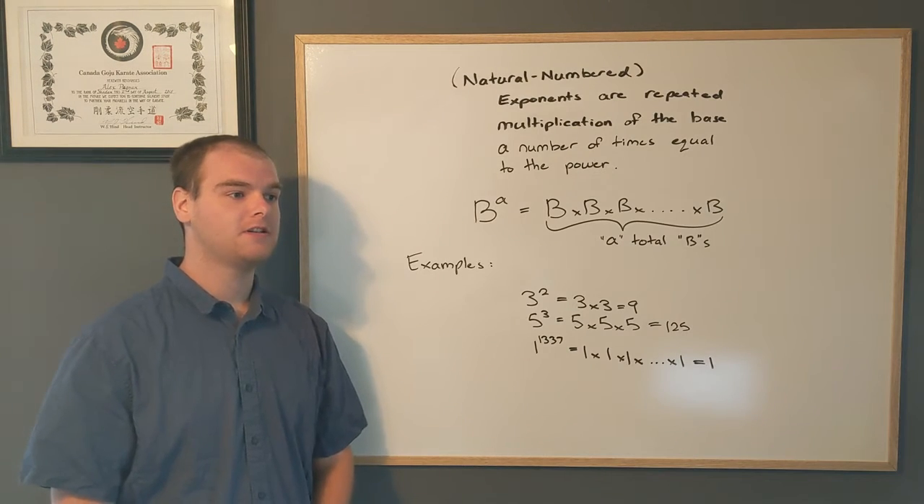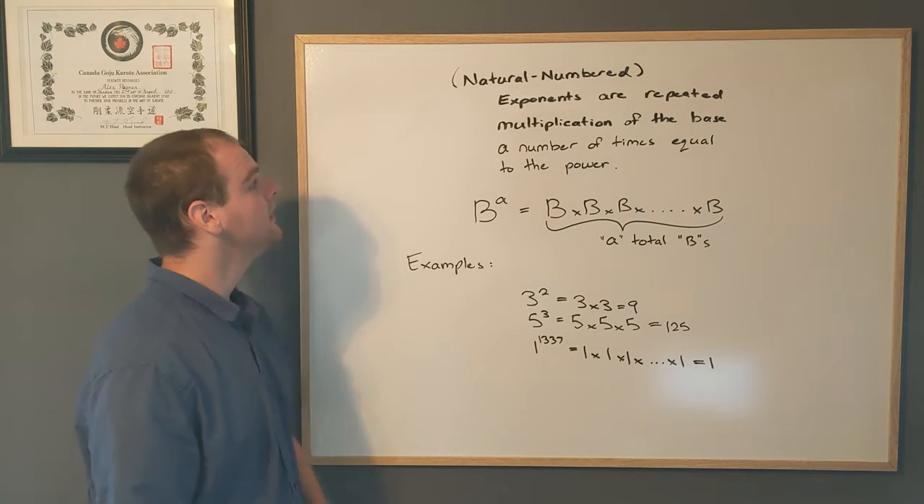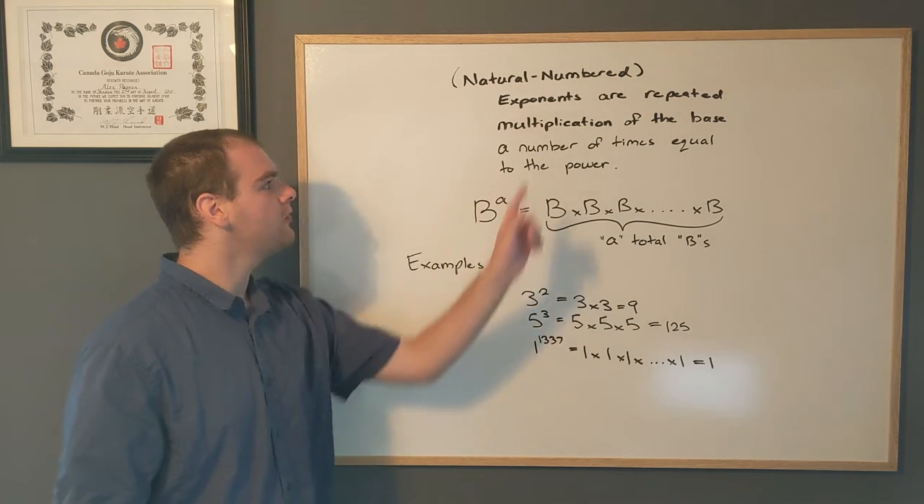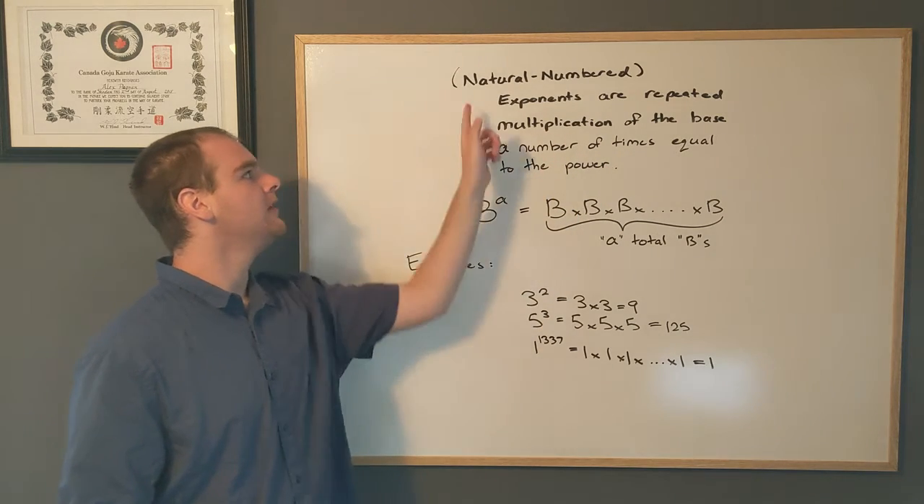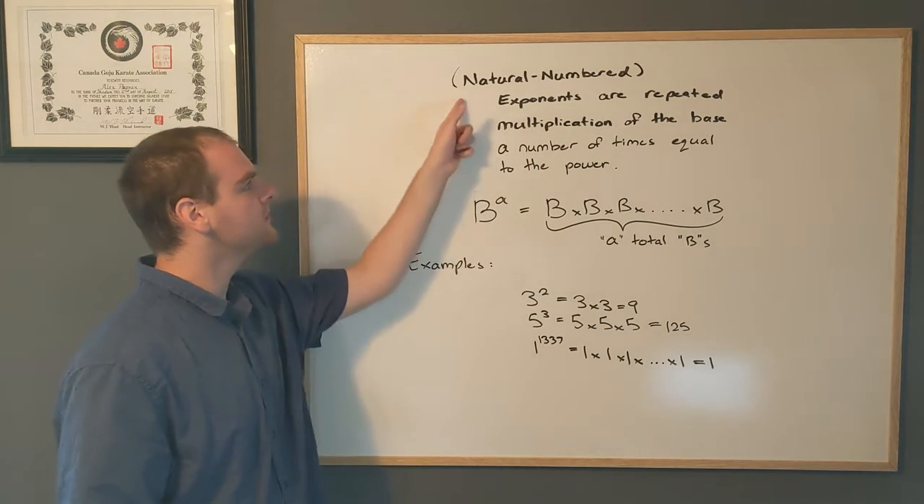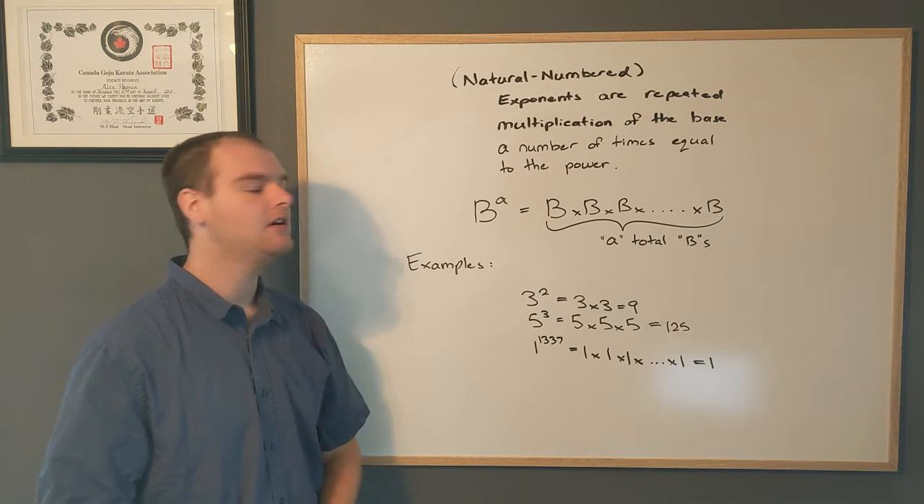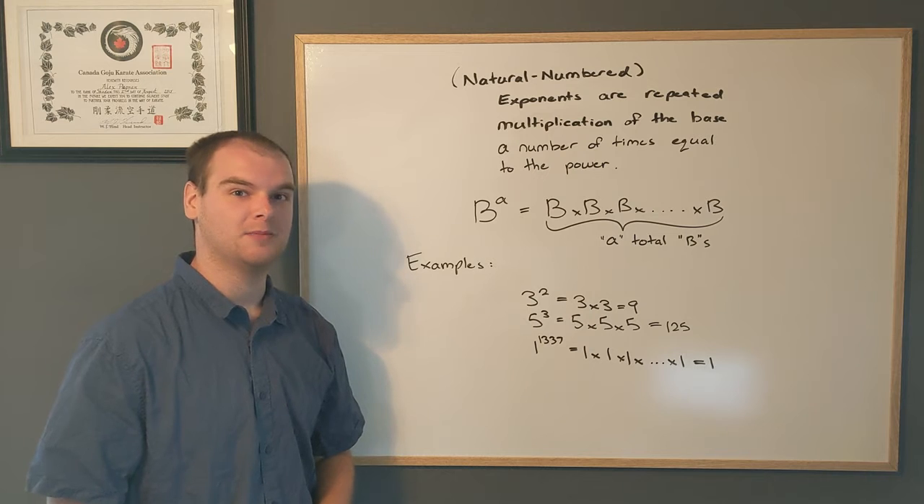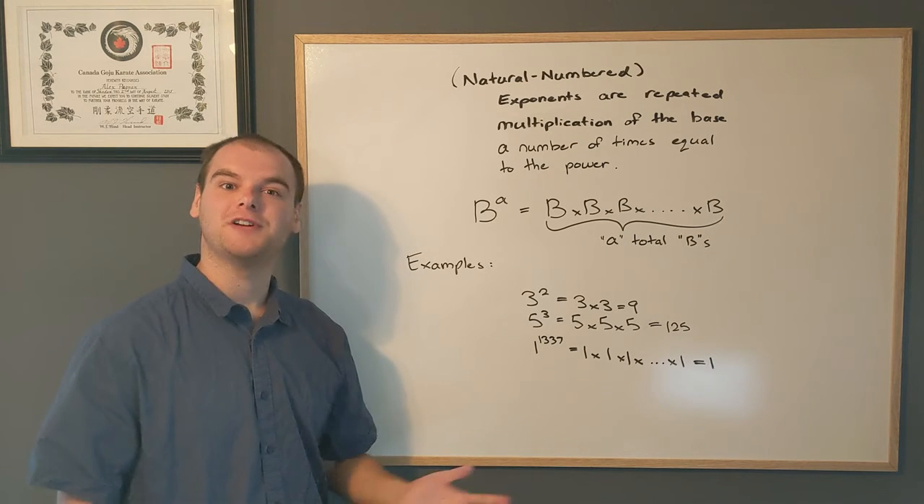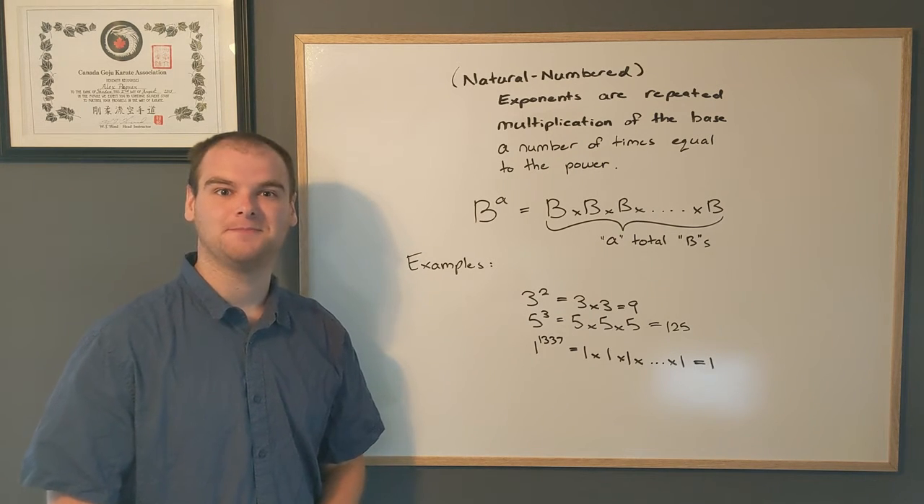So on to our first definition. Exponents are repeated multiplication of the base a number of times equal to the power. I've also noted that we're just looking at natural numbered exponents here. There are some cases where this works out for other types of numbers we use for exponents, but of course right now we're just working with natural numbered ones.